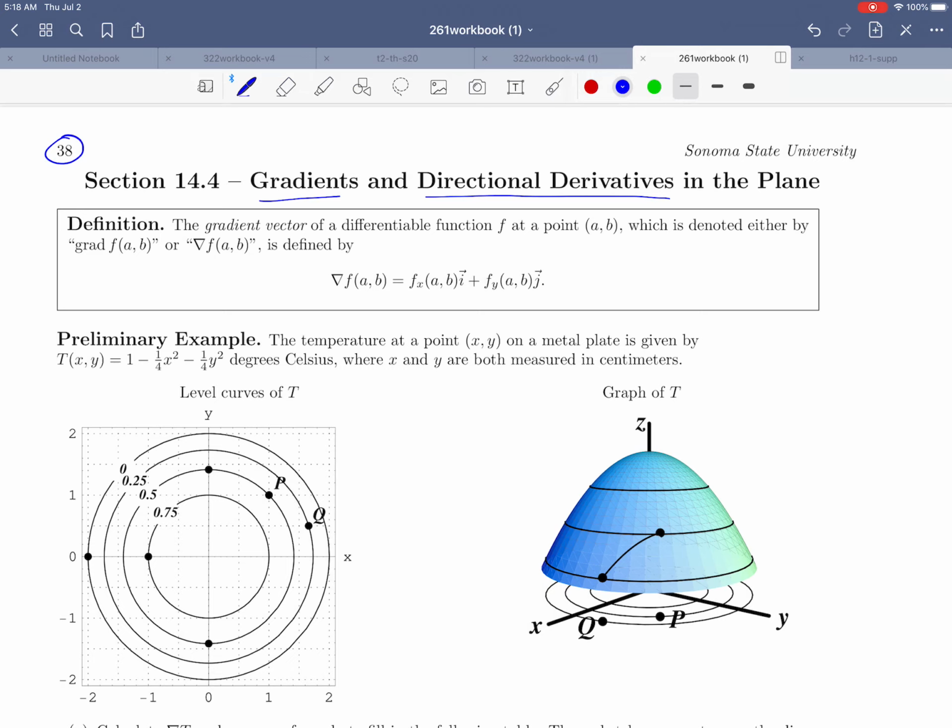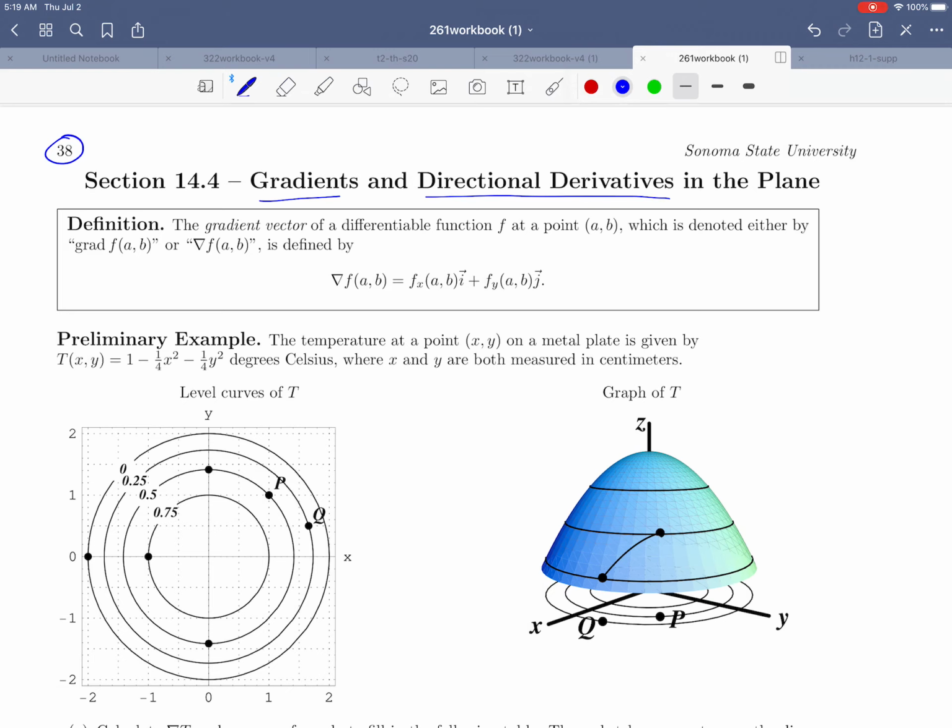We've talked about how to find the rates of change of a function of two variables in two specific directions, in the x direction or in the y direction, assuming that x and y are our input variables. In this section, we're going to generalize that so that we can find the rate of change of a function in any direction. That's what a directional derivative is. It's going to take us a little while to get there.